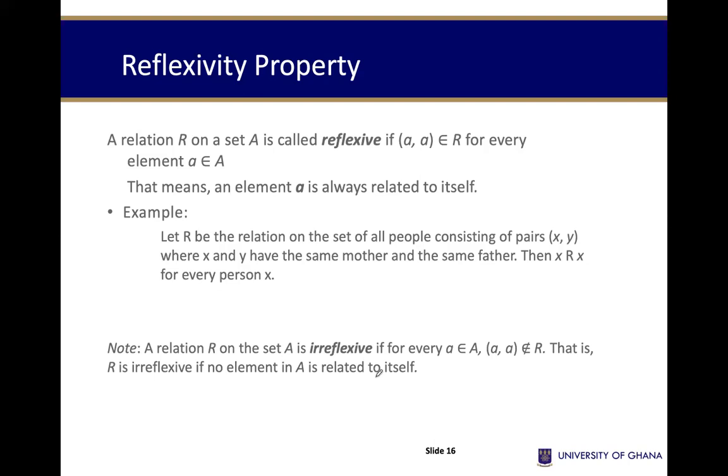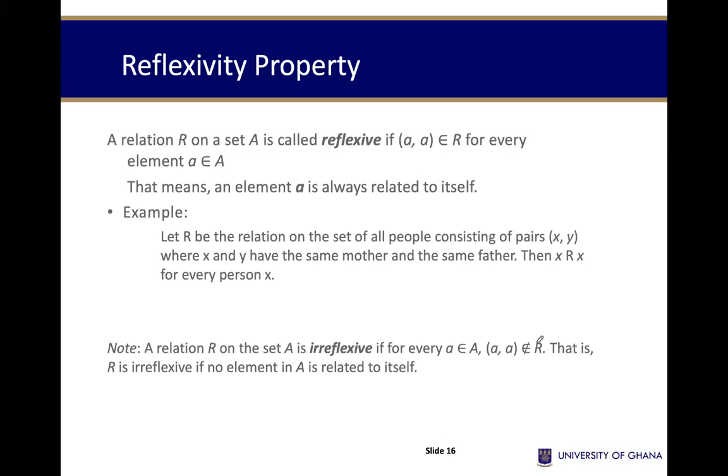Let R be the relation on the set of all people consisting of pairs (X, Y), where X and Y have the same mother and probably the same father. The siblings I was mentioning. Then X is related to itself for every person X. Now note that a relation R on the set A is called irreflexive if for every A belonging to the set A, A is not related to itself. That is, R is irreflexive if no element in A is related to itself.